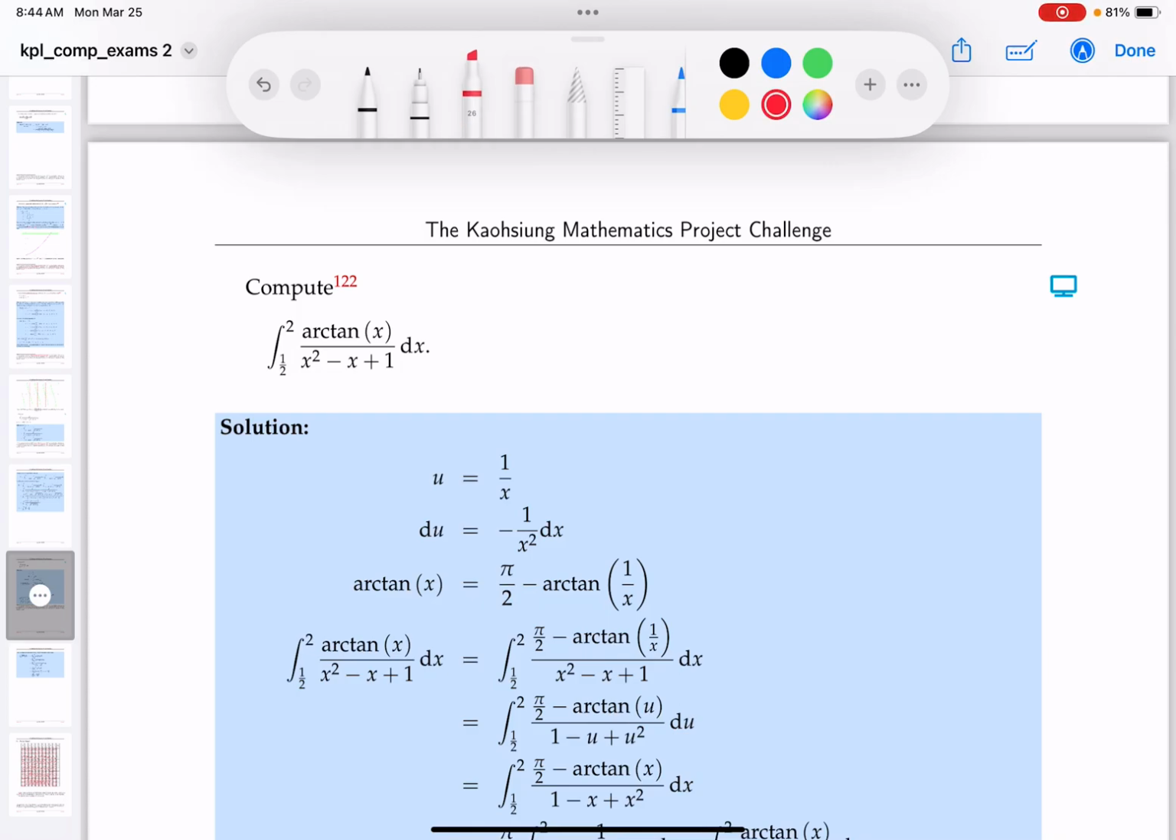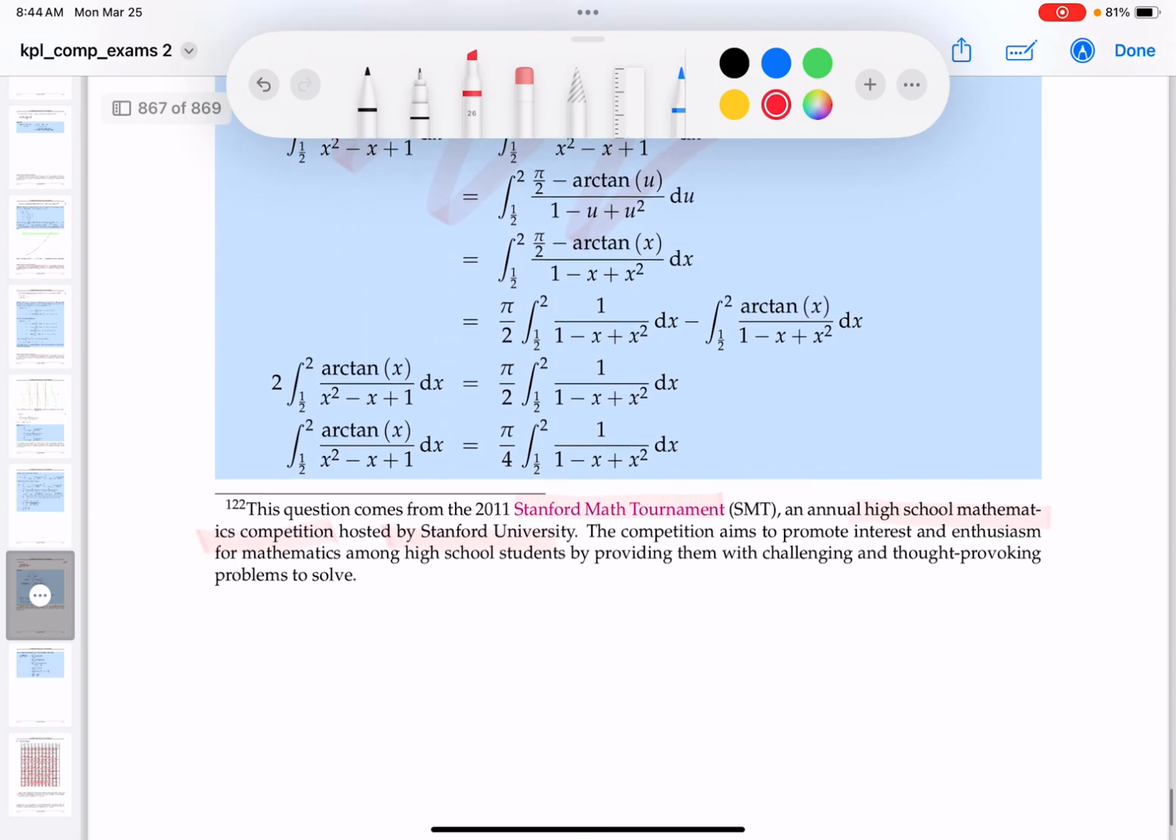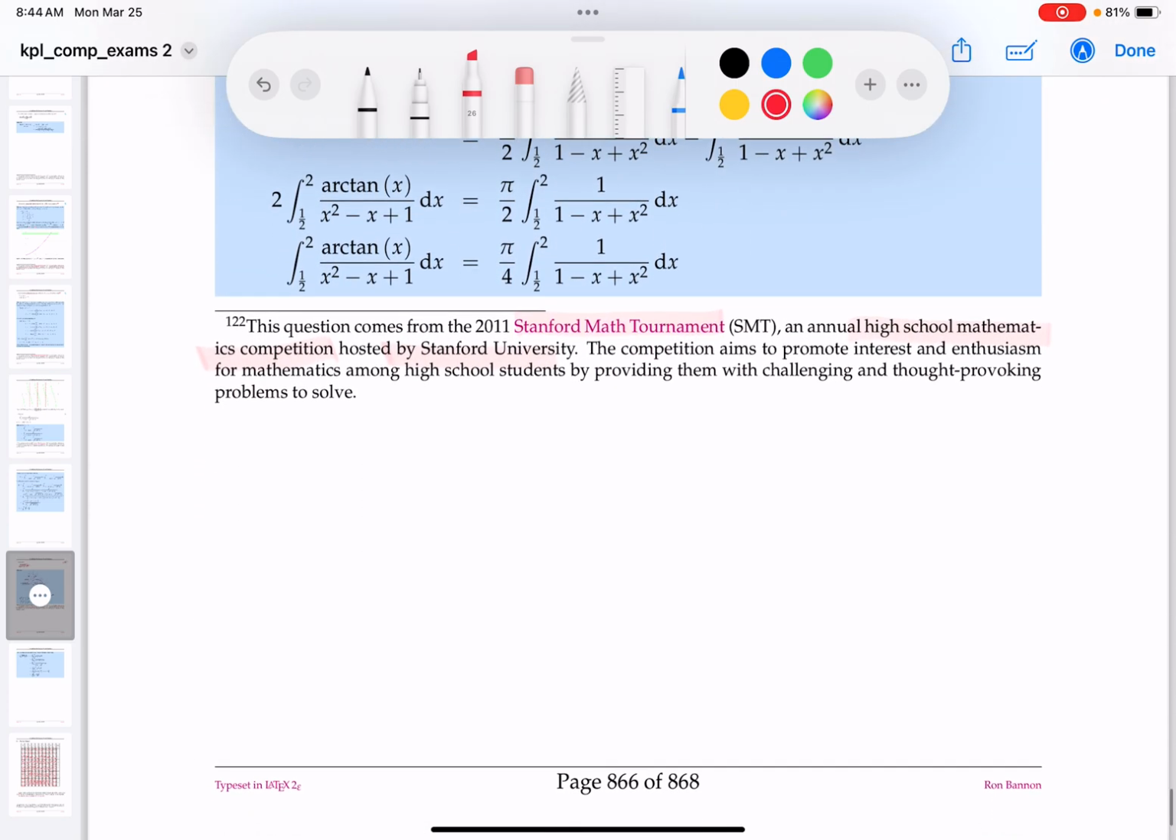All right, so it says compute. There's a footnote there. I'll go over the footnote in a moment. I will go to the whiteboard to do it, but I do want to point out, if you're watching the video, this over here, it's all written up for you. But I do want to go over the Stanford Math Tournament.